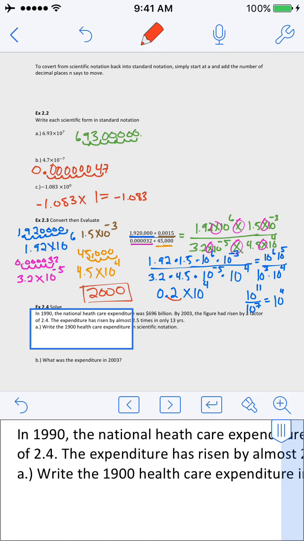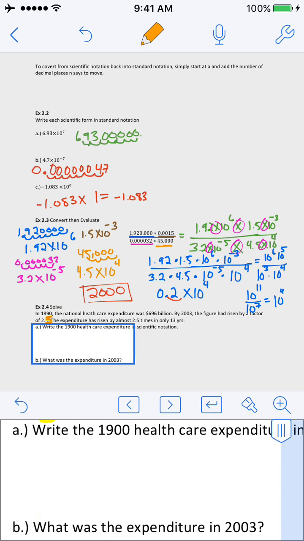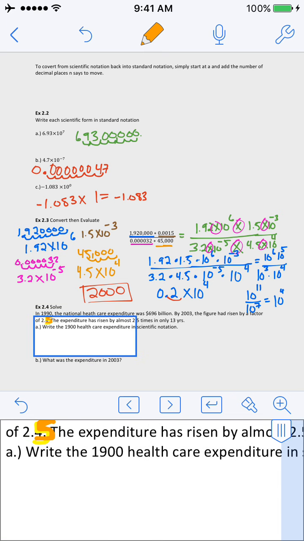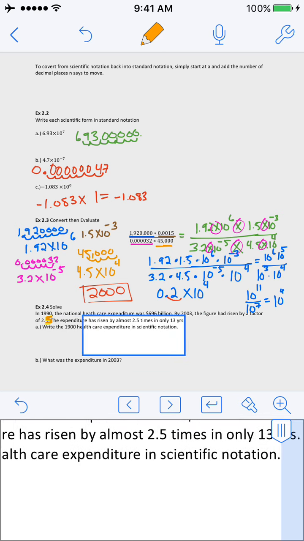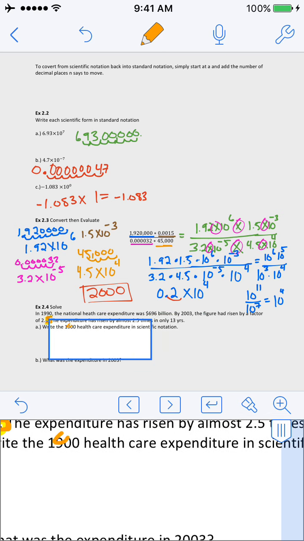That's actually a typo. They should have been the same. The factor should match what they were trying to explain. So they both should be 2.5. That is a typo. I do apologize. All right, so 2.5. Question part A. Write the 1990 healthcare expenditure in scientific notation. Lots of typos in this problem.